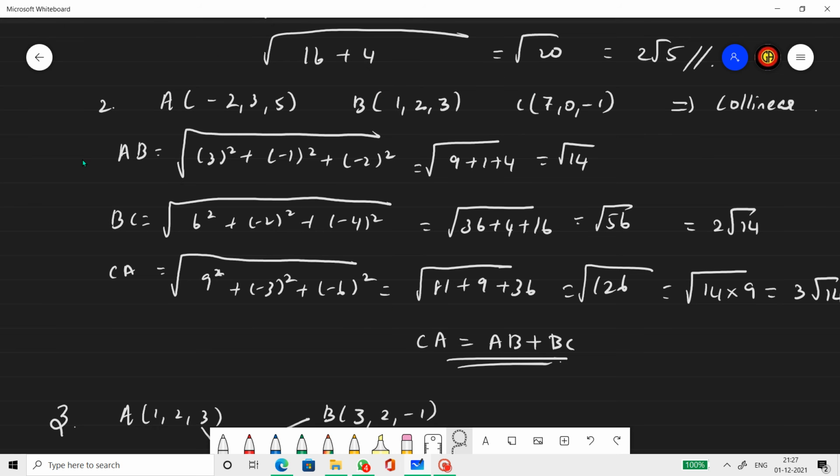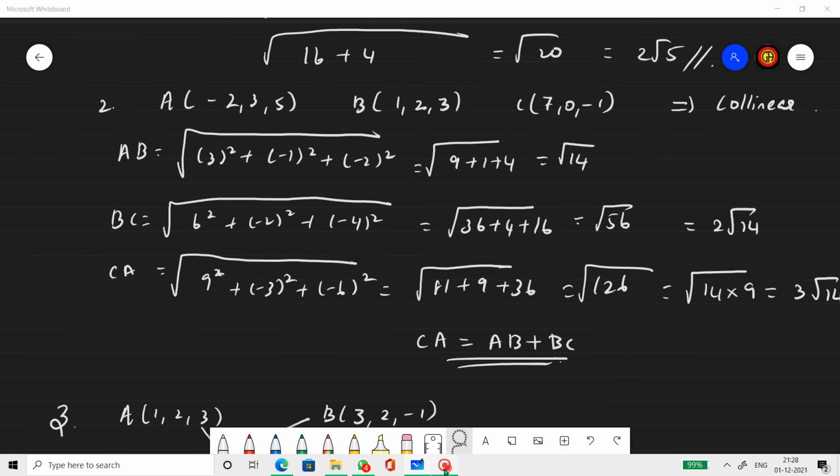Distance AB is root 14. Distance BC is root 56. Distance CA is root 126. Root 14, there is no further splitting in that. Root 56, we can write it as 2 root 14. And root 126 is 3 root 14. So AC equals BC plus AB. So with that we prove that the following points are collinear.